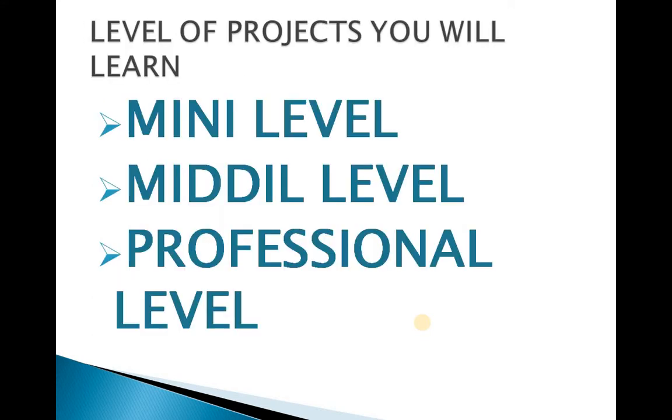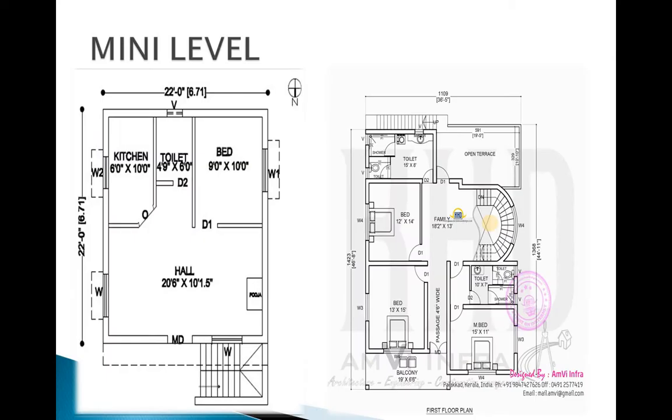Next, the levels of the project you will learn here. First level is mini level, second is middle level, third is professional level. Mini level means the level of your drawing and designing is 0, and then how you can take your level from 0 to professional, you will learn here. At mini level, you should have knowledge about the standard sizes of your model. For example, you create an area of about 22 feet or something like that.